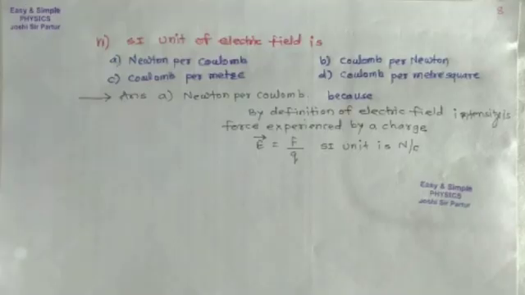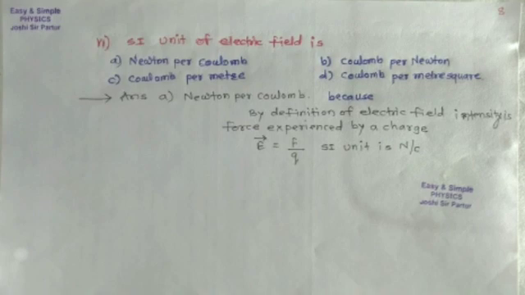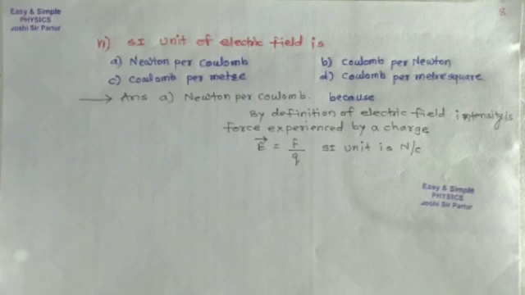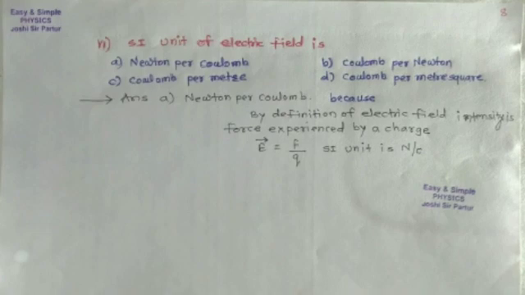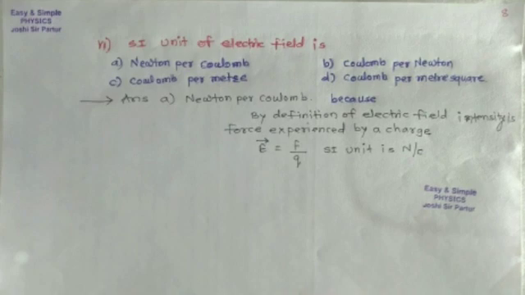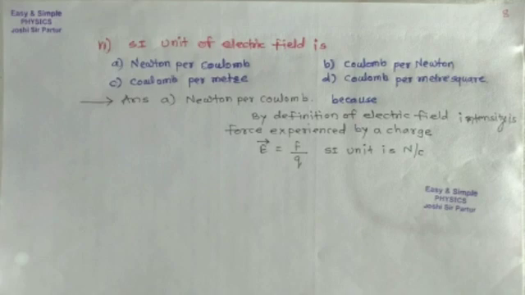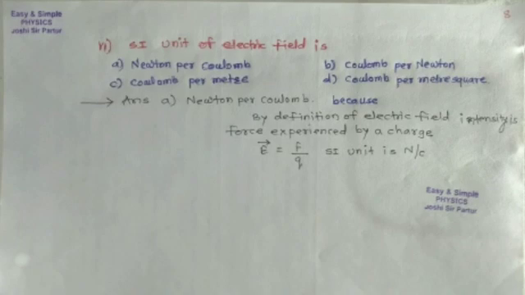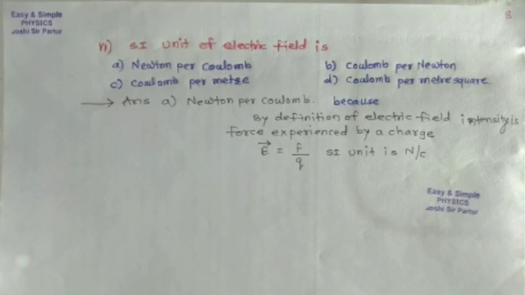Question 6. The SI unit of electric field is: option A Newton per coulomb, option B coulomb per Newton, option C coulomb per meter and option D coulomb per meter square. So the answer is option A Newton per coulomb, because by definition, electric field intensity is the force experienced by a charge. So vector E is equal to force upon charge. So the SI unit is Newton per coulomb.